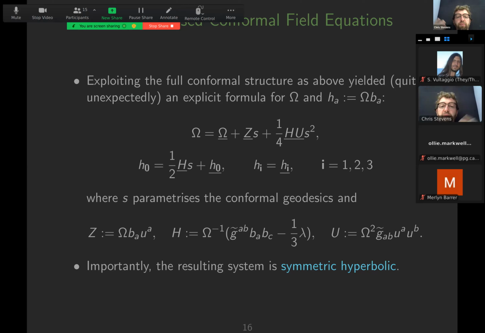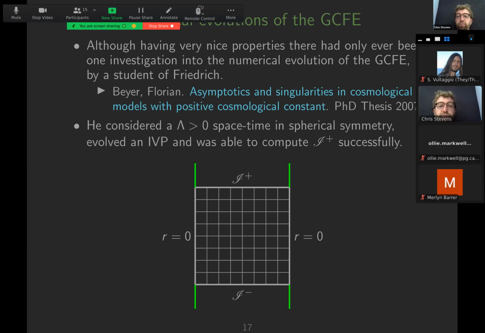So there's a huge amount of PDEs in this system, which I've neglected to show you, but so many of these drop out when you're in this gauge. The resulting system is symmetric hyperbolic, which means that you've got all the nice well-posedness theorems and so on, and it's very nice. So I really need to hurry up, I hope.